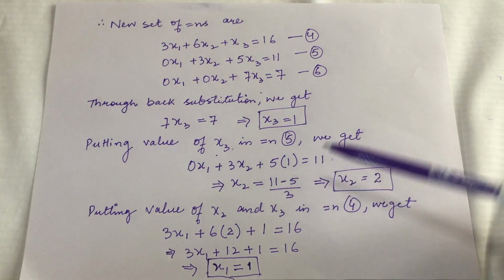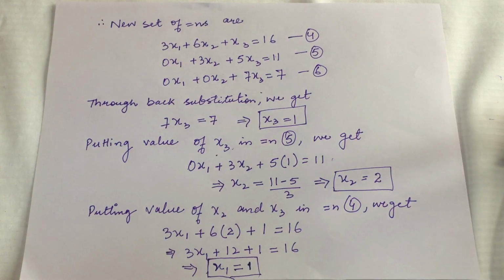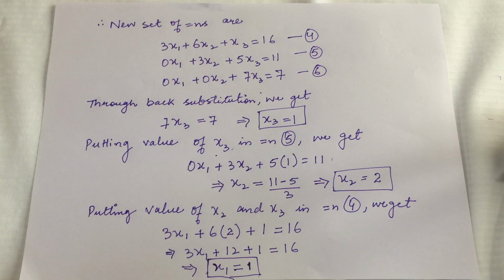So the method is very simple. What we are trying to do is, first we are applying the triangularization process, and then we are applying the back substitution to get the values of x1, x2 and x3. So this is how we solve a set of linear equations using the basic Gauss elimination method.